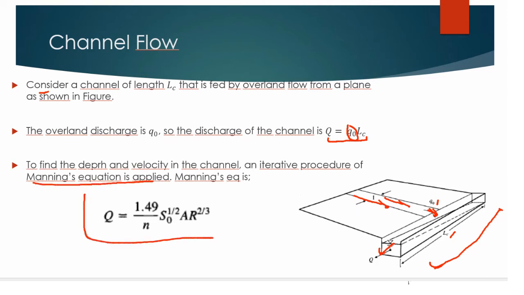This is the Manning's equation. Q is equal to 1.49 over n, S0 to the 1 over 2, the area, and hydraulic radius to the 2 over 3. This is our Manning's equation that we need to apply. Then we are going to find the depth and the velocity of this flow. We will see in the next slides how we are going to solve this iterative procedure.